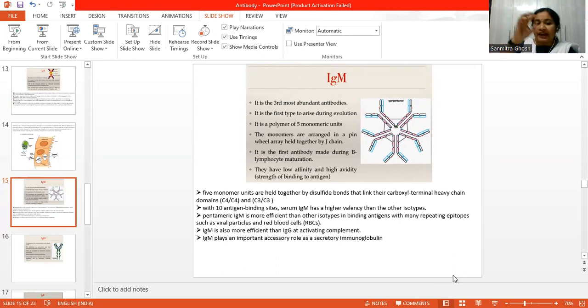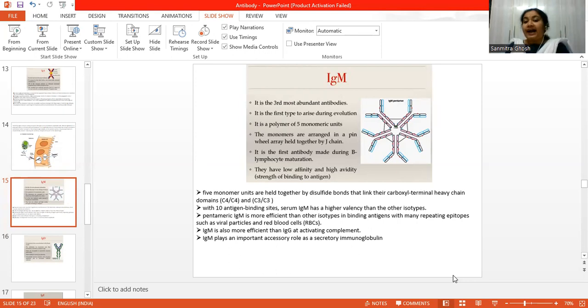So these 5 monomeric units are held together by the disulfide bond that links their carboxyl terminal heavy chain domain, particularly in the C4 and the C3 region. As they have that pentameric structure, there are 10 different antigen binding sites. So their avidity is higher because they have a greater valency for binding different antigens at the same time.